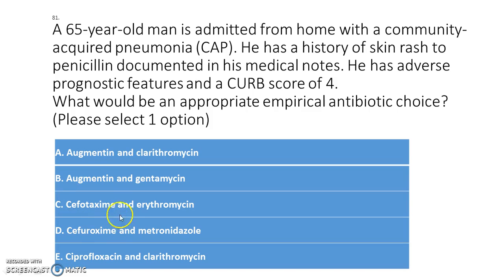these cephalosporins, second and third generations. Also erythromycin, together with clarithromycin, the macrolides, and then metronidazole, which is the antibiotic responsible for killing anaerobes. If you have problems remembering this, you might want to go back to the lecture that I gave a few months ago on antibiotics in general, and also have a look at ciprofloxacin, which is a fluoroquinolone.